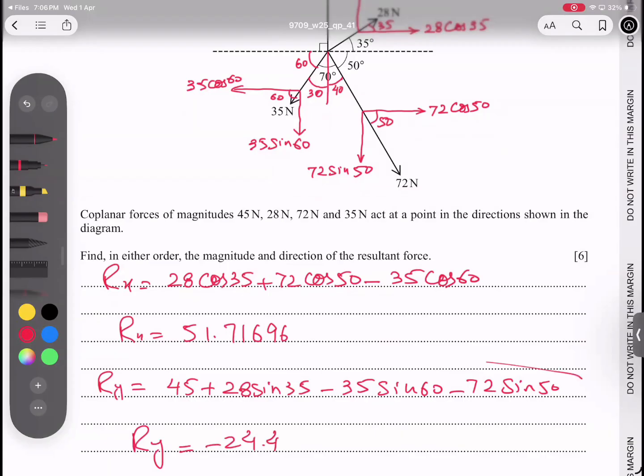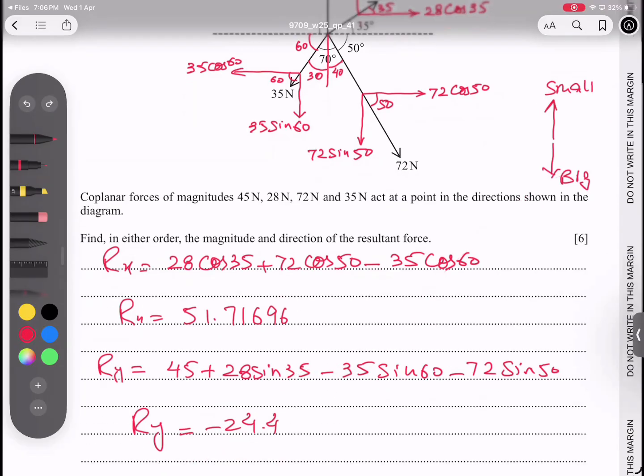Look, I got negative. Understood that? It means the bigger force is downwards and the smaller force is upwards. That is why I'm getting the difference as negative. Clear. Okay. So this is the Rx, clear.